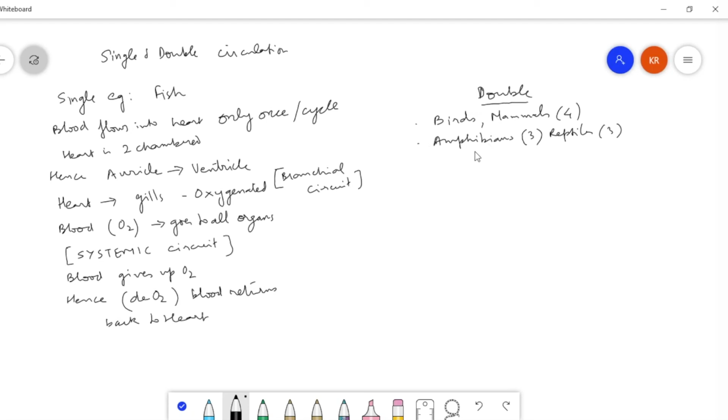We know what this means. I am sure that you have learned this and you know what this means. It means that blood flows twice into the heart. Same blood per cycle. This is blood flows twice into the heart in each cycle.